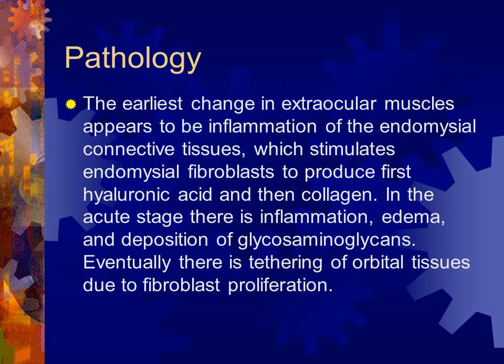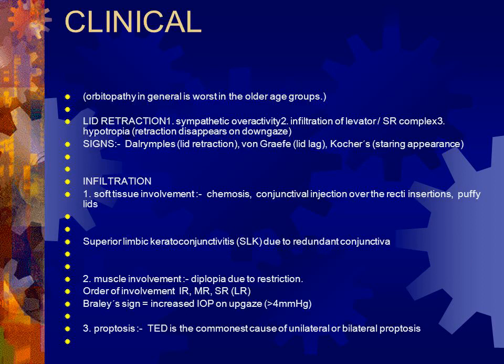Pathology. The earliest change in extraocular muscles appears to be inflammation of the endomysial connective tissues, which stimulates endomysial fibroblasts to produce first hyaluronic acid and then collagen. In the acute stage there is inflammation, edema, and deposition of glycosaminoglycans. Eventually there is tethering of orbital tissues due to fibroblast proliferation. Clinical orbitopathy in general is worst in the older age groups.